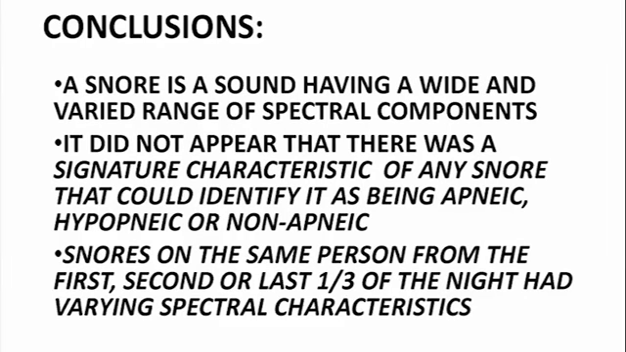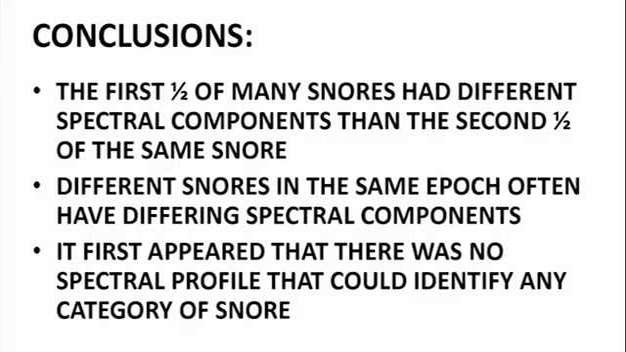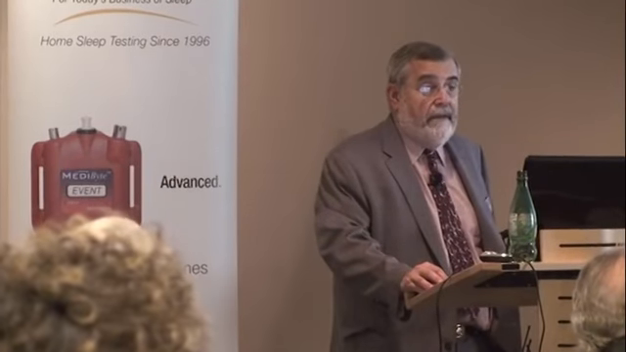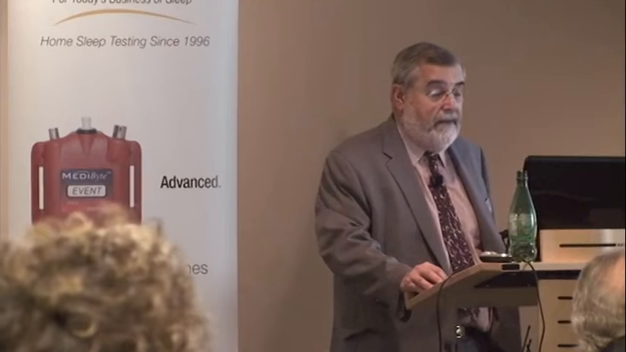A snore is a sound having a wide and varied range of spectral components. It did not appear that there was a signature characteristic of any snore that could identify it as being apneic, hypopneic, or non-apneic. Snores are different from the same person in the first third, the second, or the last third of the night. The first half of the snore is different than the second half of the snore. Different snores in the same epoch have different spectral characteristics. It appears that there was no spectral profile that could identify any category of snores. You could figure out a wheeze from a groan, but it's really very hard to think of any clinical implications that could be used because of the other characteristics.